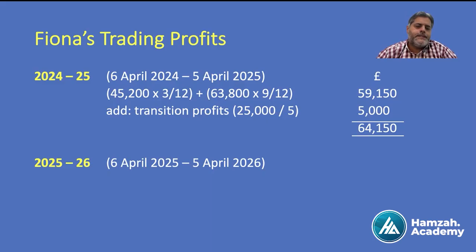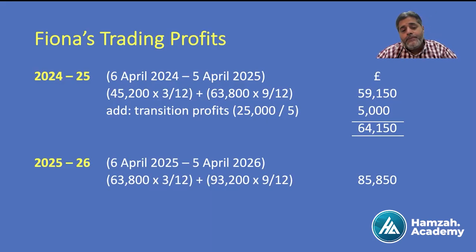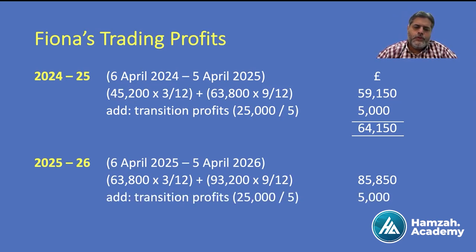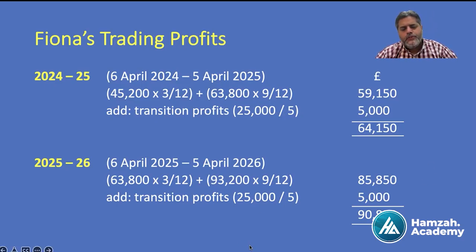Then for 25-26, we are going to have this 63,800 multiplied by 3 by 12, and then 93,200 for the third year that we have forecasted, multiplied by 9 by 12. The transition profits are added again. So we will have this 90,850, right? A simple, straightforward calculation. This was a 3 mark calculation, relatively straightforward and easy to score the marks as well, right?